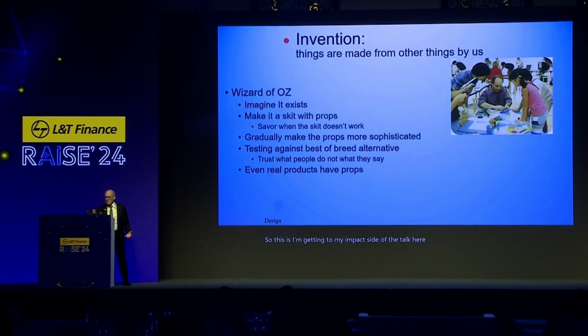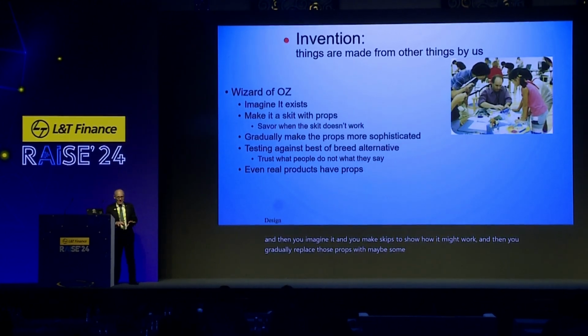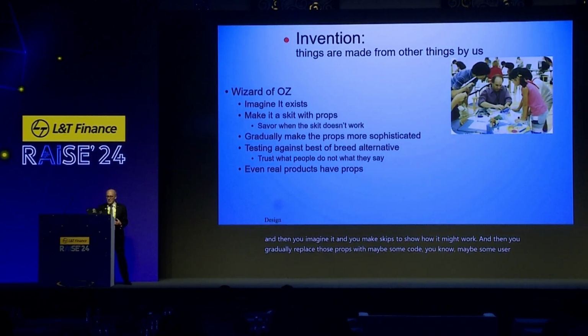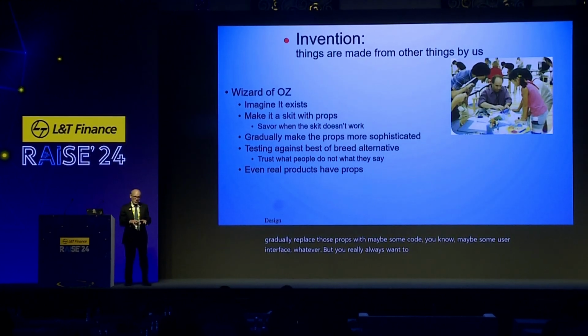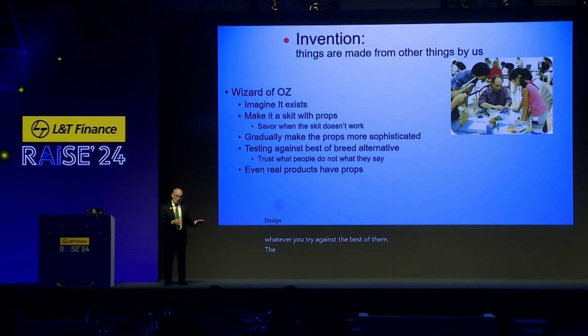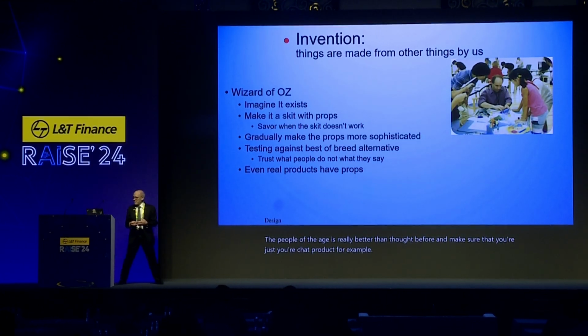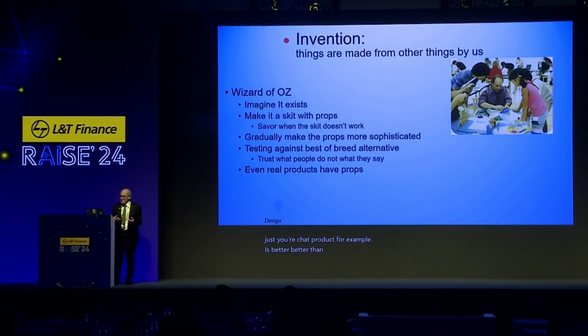And so there's this idea that you start with Wizard of Oz. Wizard of Oz is you pretend it works, and then you imagine it and you make skits to show how it might work, and then you gradually replace those props with maybe some code, maybe some user interface, whatever. But you really always want to be testing whatever you build, whatever you try, against the best of breed. Find the one other people have made that's really better than you thought before, and make sure that your system, your chatbot, for example, in our case, is better than that, or at least it does the same things.